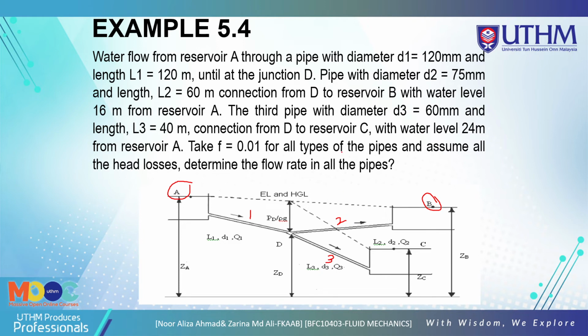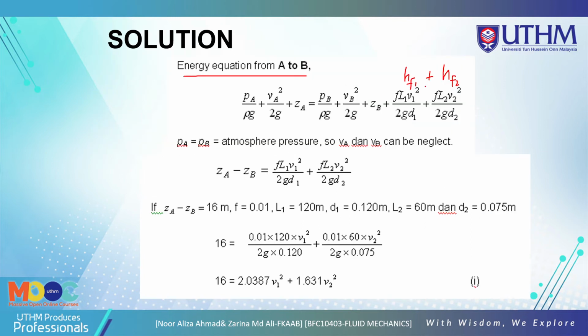Okay, we neglect the minor losses. So there are no minor losses, only the friction loss in pipe 1 and the friction loss in pipe 2. That's why we have HF1 and HF2 here. PA and PB are at atmosphere, so they are 0. VA and VB can be neglected, so they are also 0. This is based on the concept you learned in chapter 3 and chapter 4.